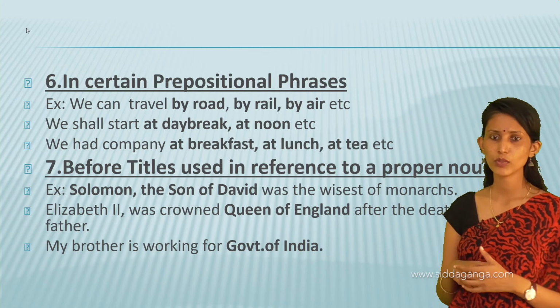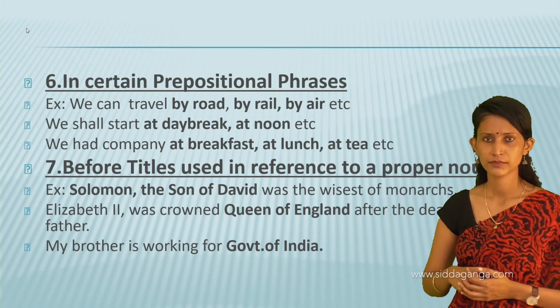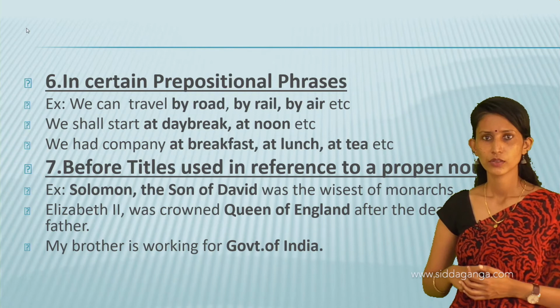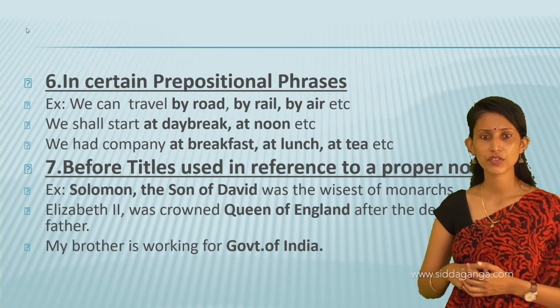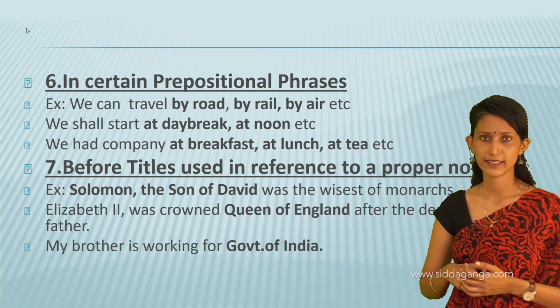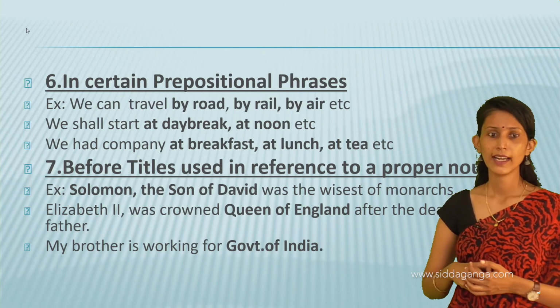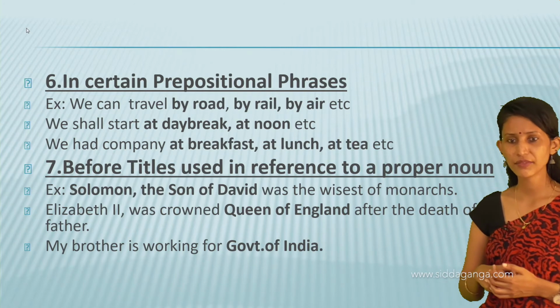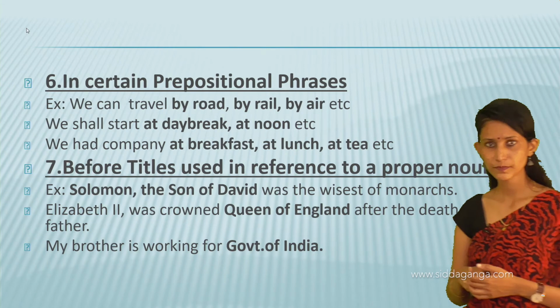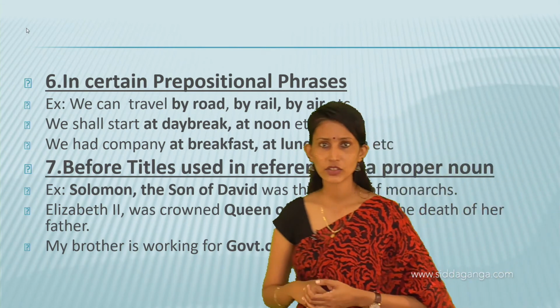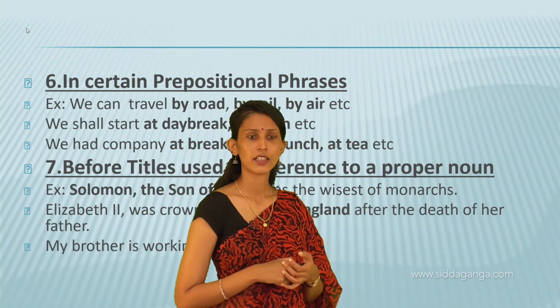Solomon, the son of David, was the wisest of monarchs. Solomon is a proper noun there, so you are not using an article there. Alright. Elizabeth II was crowned Queen of England after the death of her father. She's the longest ruling monarch, isn't it?